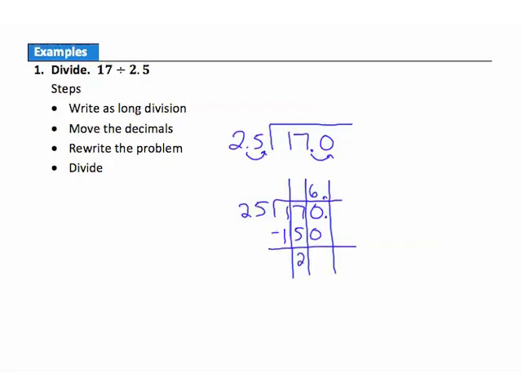Subtract that, we'll get 20. Now I am going to add a 0 over here. Bring that 0 down. And now we're going to go 25 into 200, and that is going to go 8 times. And 8 times 25 is 200 exactly. So when I subtract, I don't have any left.